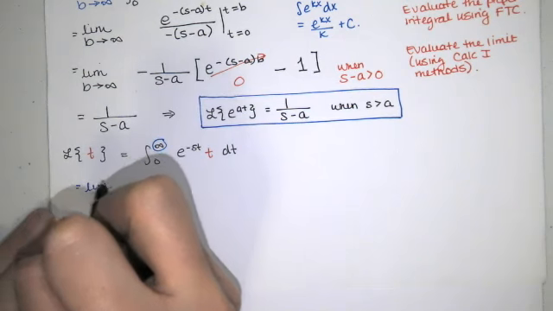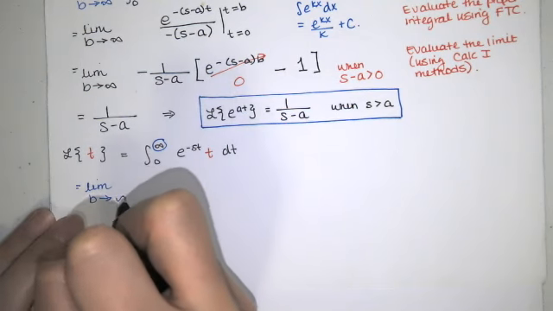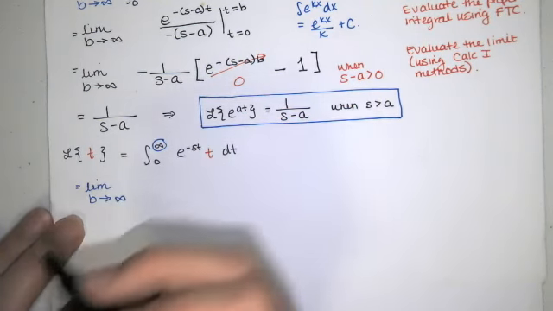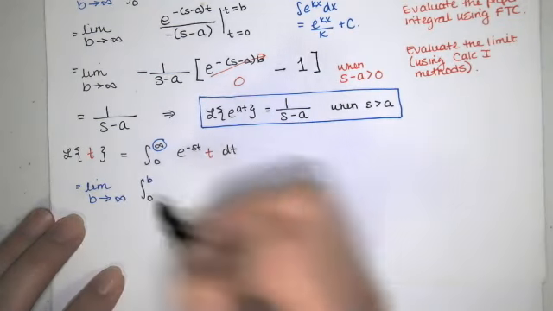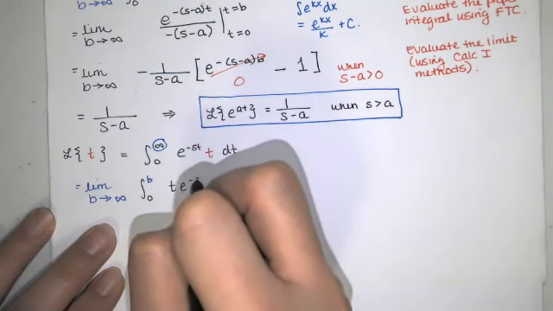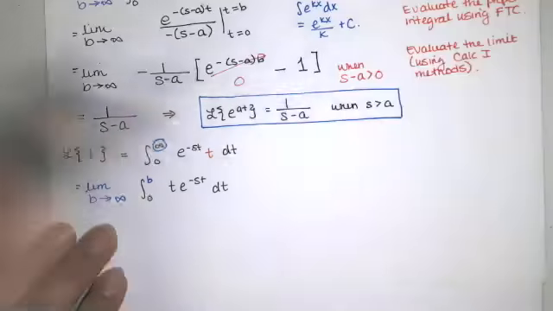I will write the improper integral as a limit as well. So the limit as b goes to infinity of the integral from 0 to b of t times e to the negative st with respect to t.